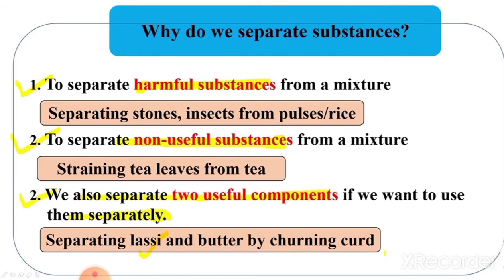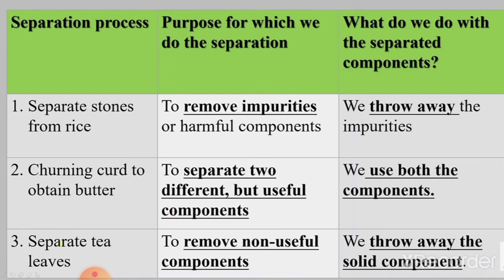So what we have done? We have separated two useful components, lassi and butter, by churning curd, because we want to use them separately. We want to drink lassi also and we want to eat butter also, right? So you have understood the three broad reasons why we do separation: to separate harmful substances from a mixture, to separate non-useful substances from a mixture, and also to separate two useful components if you want to use them separately.